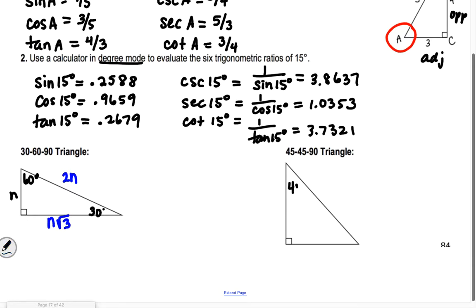All right, so the next one. If I do 45, 45, 90, I do n and n as my small sides, and n root 2. Good. You guys did remember. I'm so proud. Did all of you remember?